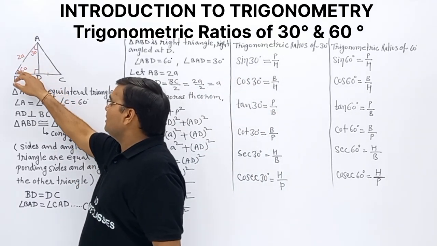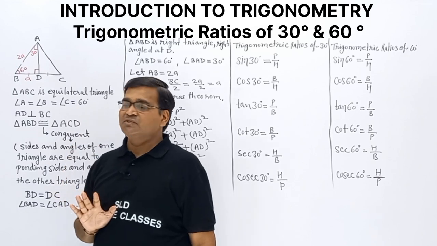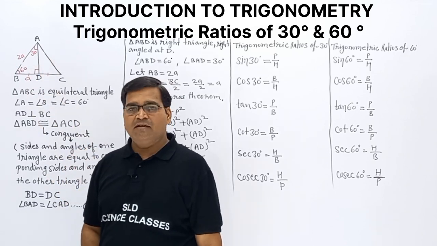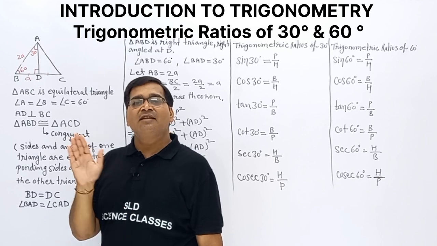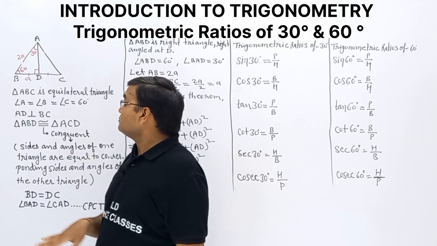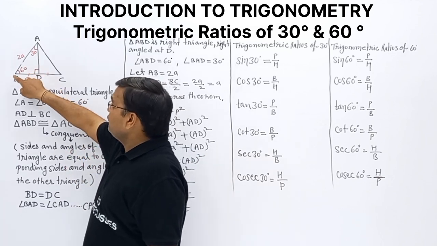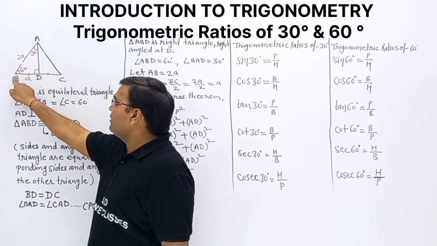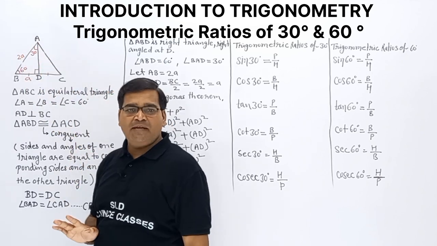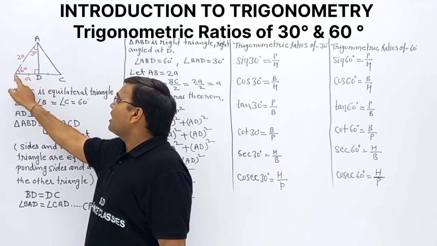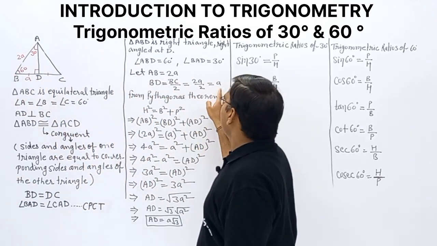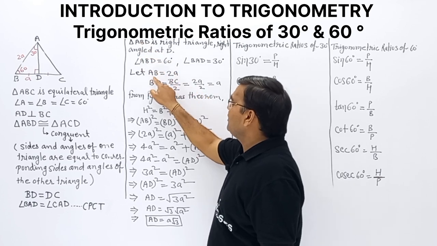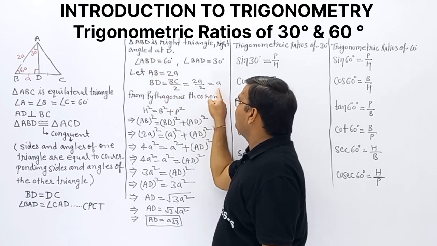Observe what we are doing. We are considering this right triangle. Both triangles are congruent. Clear? Congruent means all sides and angles will be equal. And we are assuming this side is 2A, this side will be 2A and this side will be 2A. Then BD will be half of this side, so this will be A. So in triangle ABD, we assumed AB as 2A, then BD will be A.